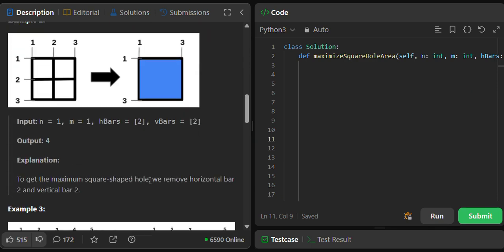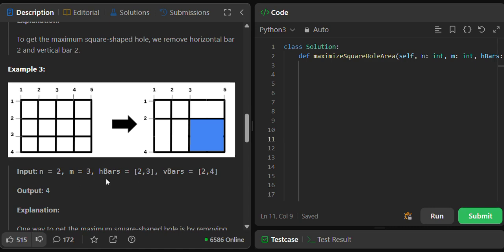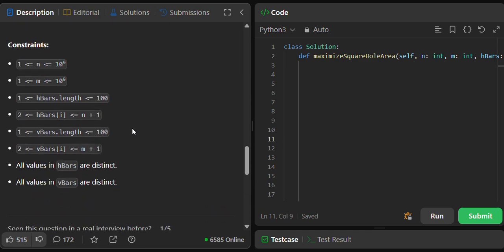Now another example, we have n equal to 1, m equal to 1, hBars equal to 2 and vBars equal to 2. So the grid is of 3 cross 3 and after removing the bars, we have the maximum possible area. Similarly, we have another example, n equal to 2, m equal to 3, hBars equal to 2, 3 and vBars equal to 2, 4. So the grid is of 4 cross 5. Now after removing the horizontal bar 3 and the vertical bar 4, we have a square shaped area that has the maximum possible area, that is 4. And this is the constraint given to us.